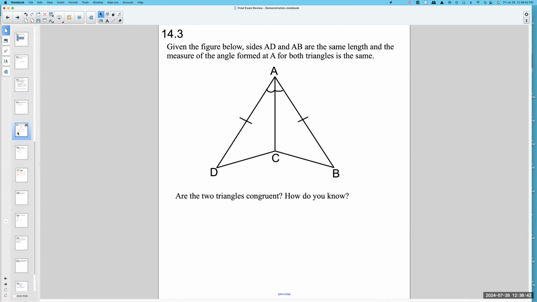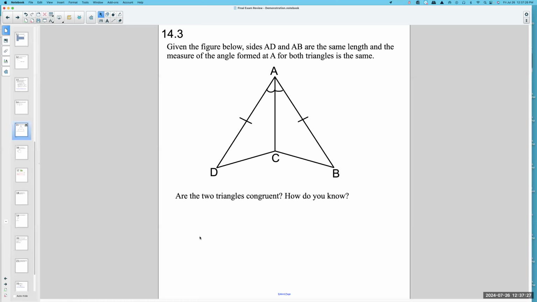This is a problem that we just changed because we got a little deep into side, angle, side, and you don't really need to know a lot of that for what you're studying. So we've changed this question, and I think this is a lot better type of question, okay? So given the figure below, sides AD and AB are the same length. So you can see I actually made the mark here. AD and AB are the same length. And the measure of the angle formed at A for both is the same. So I put this little mark here. This angle and this angle are the same. So hopefully you can see that there are actually two triangles here, right? There's ADC and ABC.